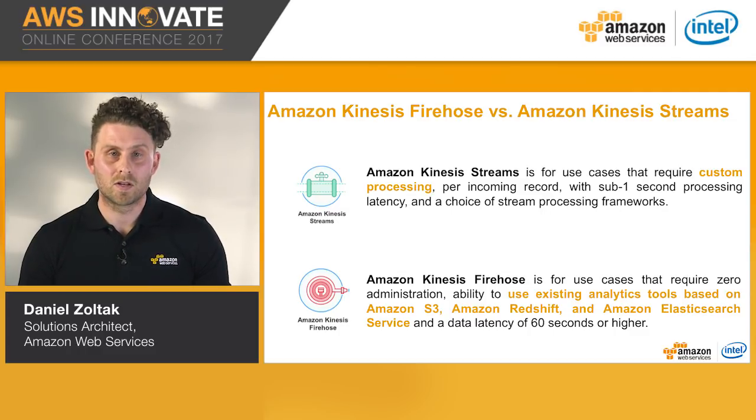Kinesis Firehose is for the use case that requires zero administration, where a data latency of 60 seconds or higher can be tolerated. The data is batch loaded natively into S3, Redshift, and/or Amazon Elasticsearch.